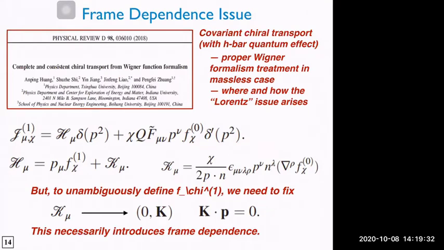Now, I mean, you don't have to go into the technical aspect. All I want to say here is that in principle, you don't need any distribution function concept. You can just do fully covariant current and everything. But if you want to make contact with classical Boltzmann and define an H bar order distribution function, that's where you introduce frame dependence.